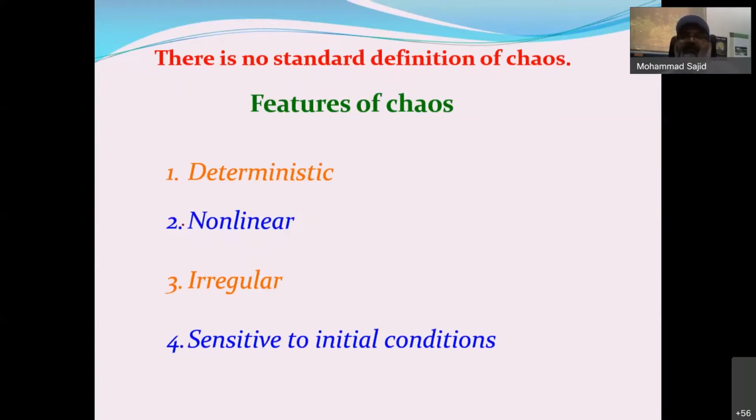Okay. We have these things. Then we can say that there is chaos. The last one is very important: sensitivity to initial condition. We have to find it. Other things we can recognize: it is non-linear, it is irregular, deterministic. But sensitivity to initial condition is very important. We have to search for it.